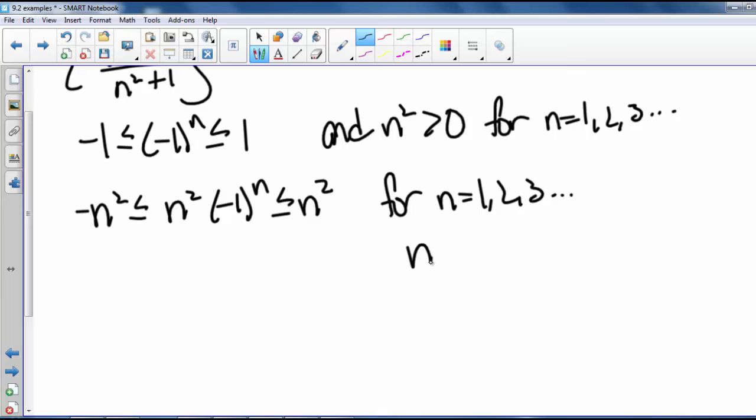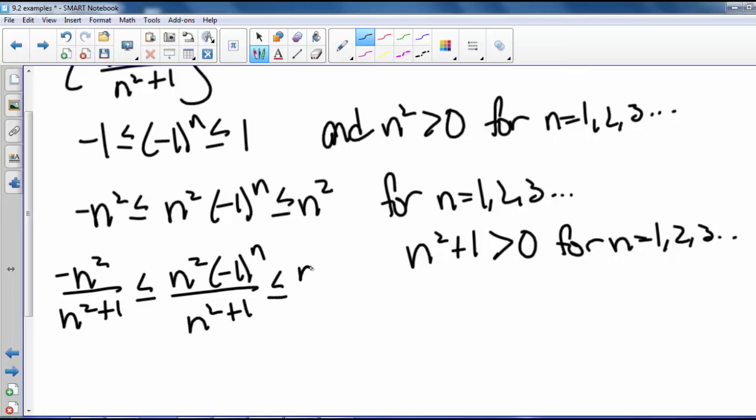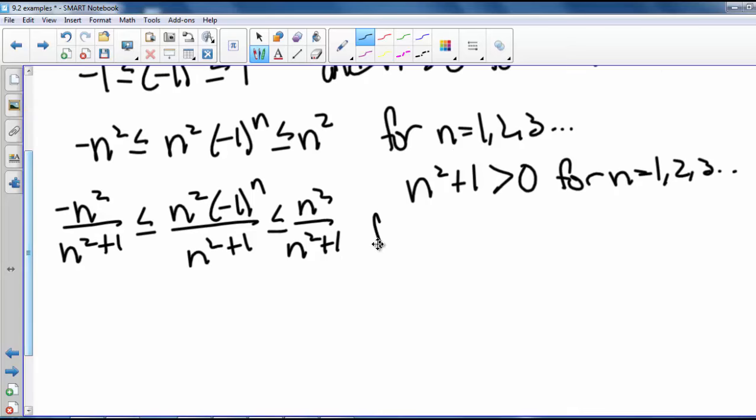And n squared plus 1 is greater than 0 for n equals 1, 2, 3, etc. So we can divide each part by n squared plus 1. So negative n squared over n squared plus 1 is less than or equal to n squared times negative 1 to the n over n squared plus 1 is less than or equal to n squared over n squared plus 1 for n equals 1, 2, 3, and so on.